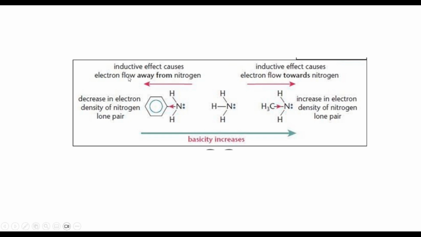So the inductive effect that causes electron flow away from nitrogen causes a decrease in electron density of the nitrogen lone pair, and basicity decreases that way. This is normal ammonia, and then this is an alkyl, so like a methylamine. It increases the electron density on the nitrogen lone pair, a positive inductive effect here towards the nitrogen.